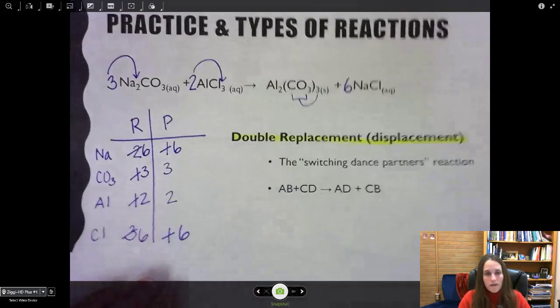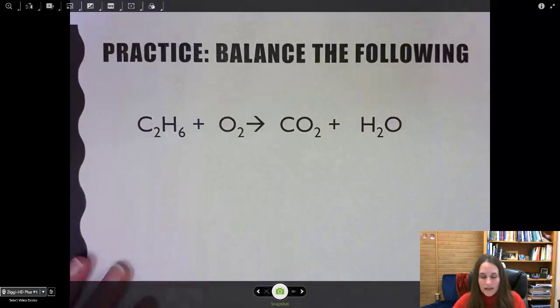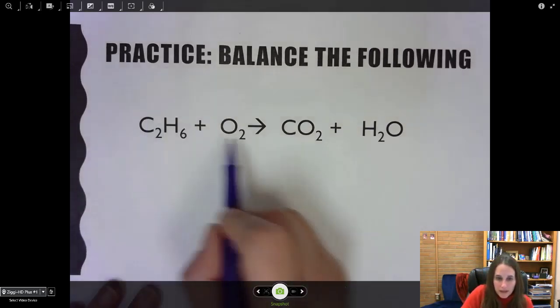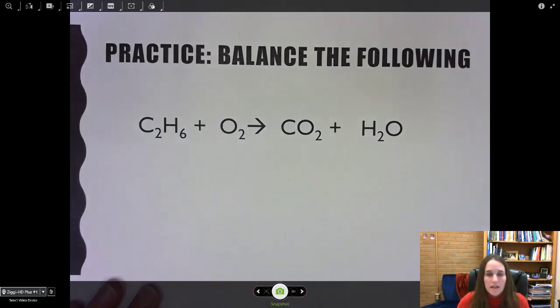So there's one more that I want us to do together, and there's no reaction type here, not that it's not a reaction, but it's a reaction type we're going to talk about later in the quarter. For simplicity, we call this a combustion reaction because we have ethane burning in the presence of oxygen to make carbon dioxide and water. But the reaction type is not the big focus here.